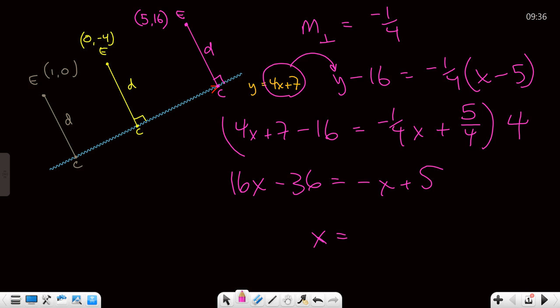41/17. Say that again? 41/17. Ooh. And when you plug that in, what do you get for y? 283/17. Oh. Again, the numbers are going to get ugly, but at this stage, you should have no problems working with ugly numbers. This is the location of the point C.